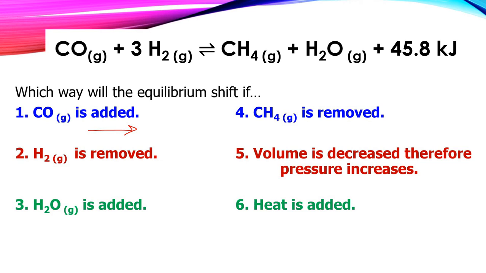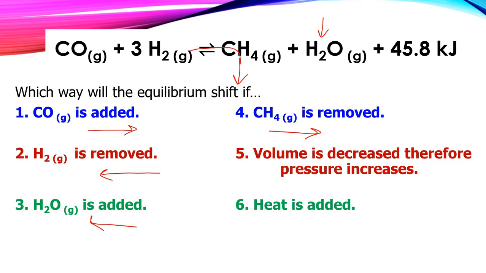If H2 is removed. Left. Good. I want you to all point with your fingers. H2 is added. H2O is added. Right. It's added. I'm adding it here. It's got to shift away. Okay. CO4 is removed. Fill the hole. So right. If I'm removed, I'm making a hole, right? You got to fill the hole. You got to cross over the line. Fill the hole. So it's got to go this way.